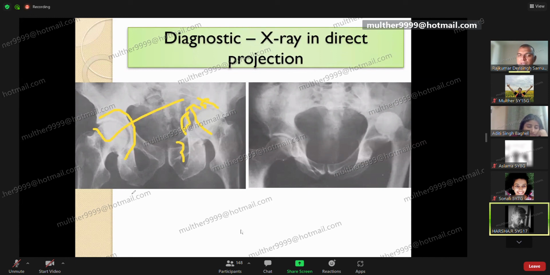Yes. So what dislocation do we have? What dislocation is present in this patient? Central. So here we have central dislocation in our patient. Very good. Next.